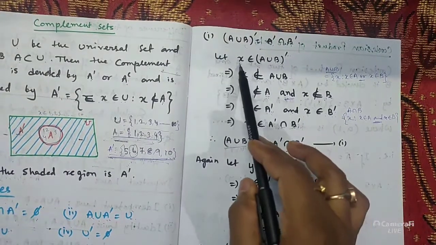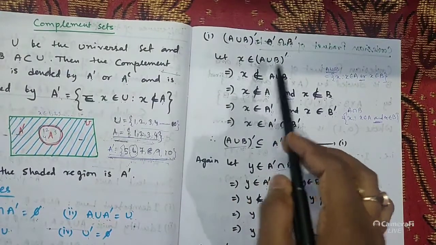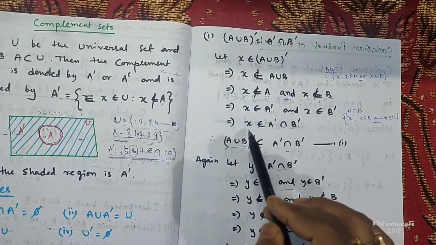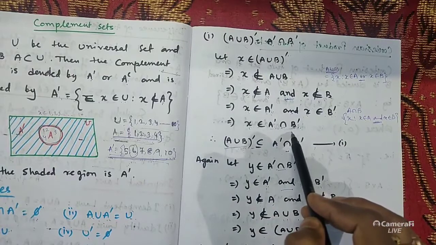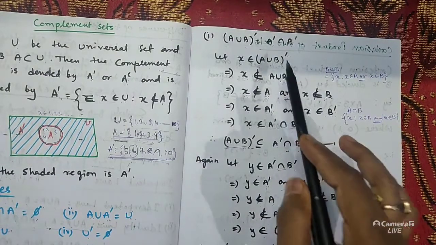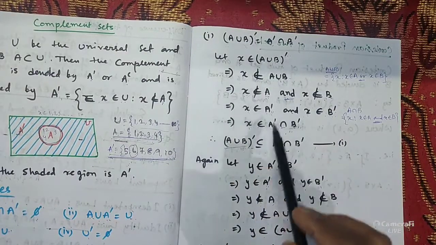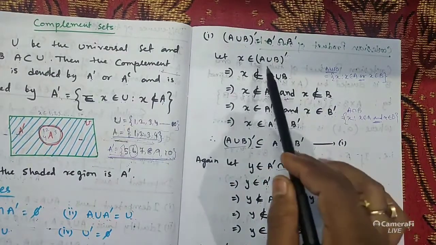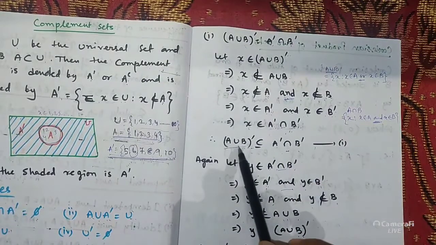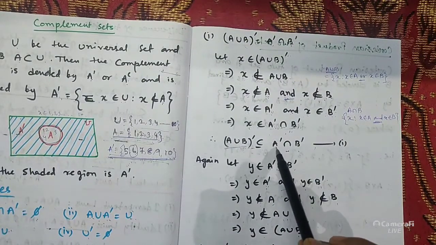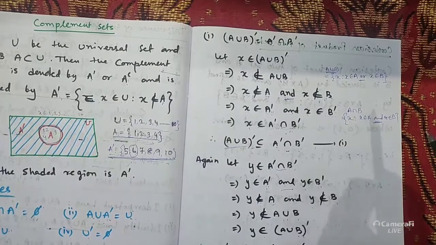Now we have taken this one, x belongs to this set, and we are getting this one, x belongs to this set. So what does it mean? That means this set is obviously a subset of this set. Then only x belongs to both. So A union B whole complement is a subset of A complement intersection B complement.